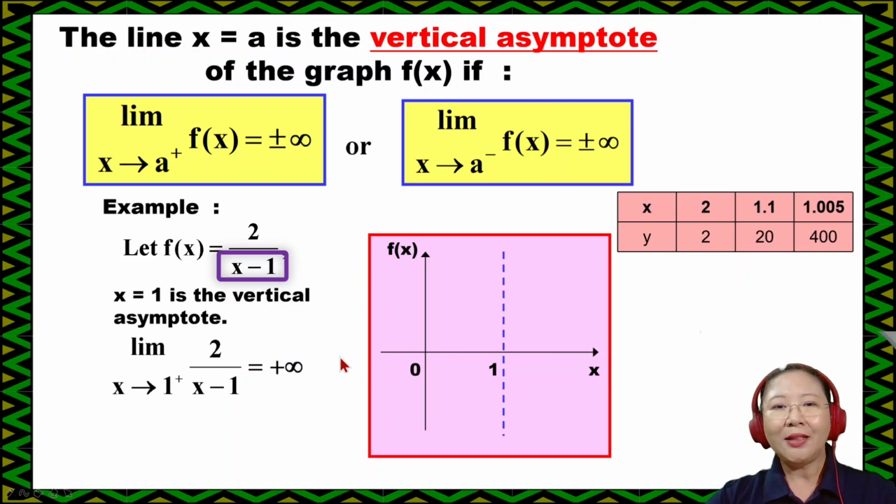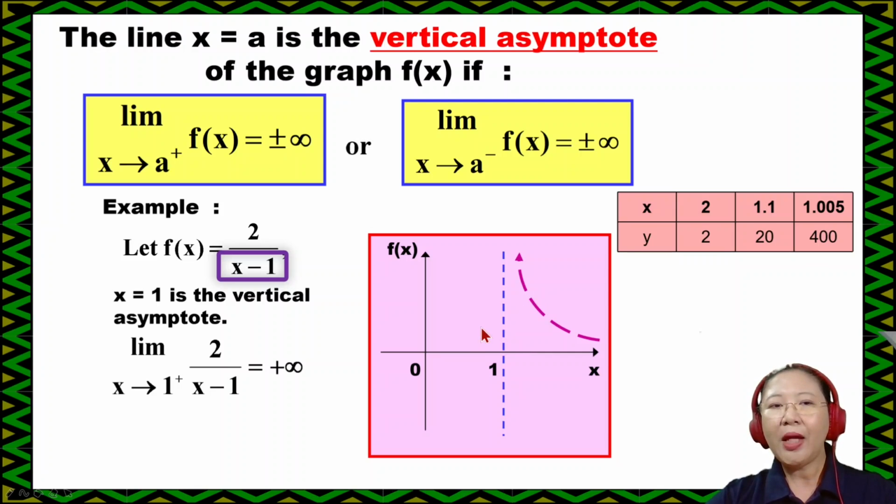So since we know that x equals to 1 is the vertical asymptote, we can draw it. So x coming from the right-hand side of A, can you imagine the arrow? So the arrow is going upwards like that.